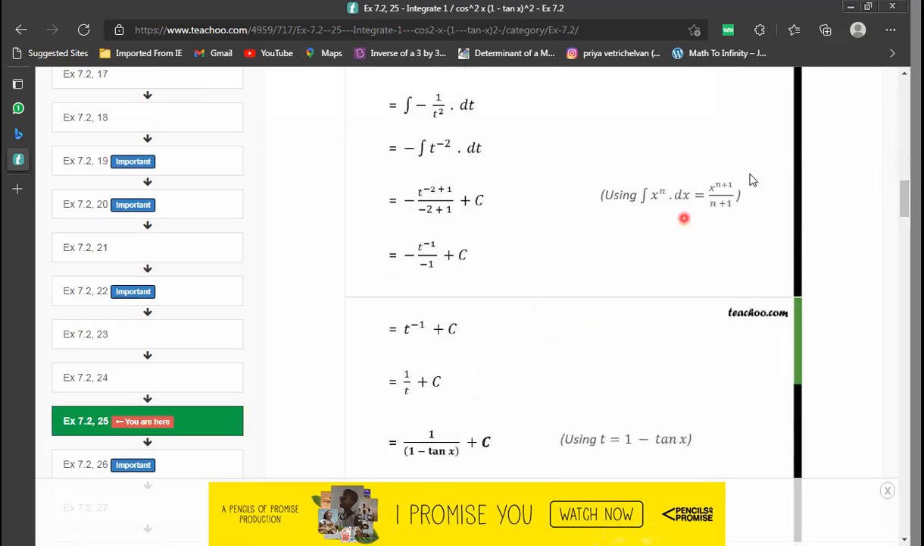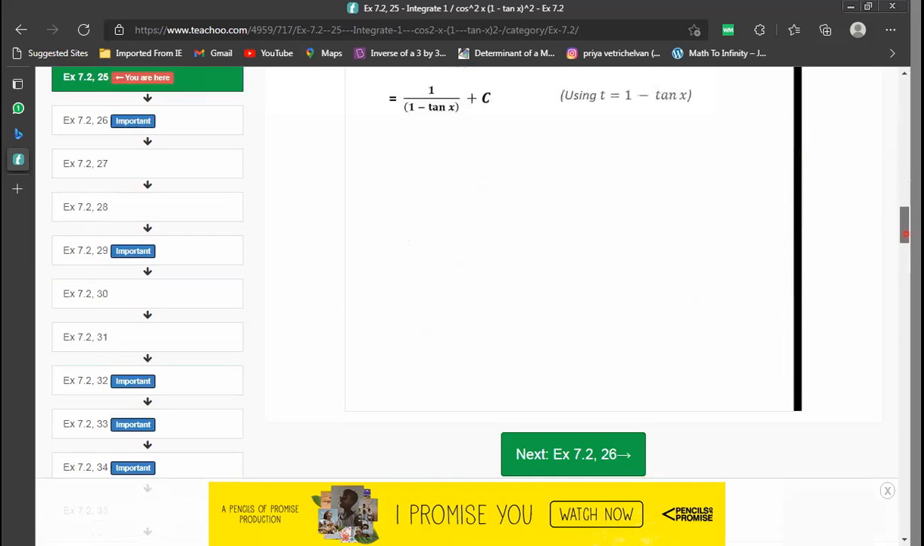So when you integrate, you can use the power rule for the integration. It's minus 2 plus 1 upon minus 2 plus 1, which is minus 1 upon minus 1. So it would be minus 1 and minus 1 will cancel out each other. It's t power minus 1, which is 1 upon t. And we know the value of t, which is 1 minus tan x. That's it.